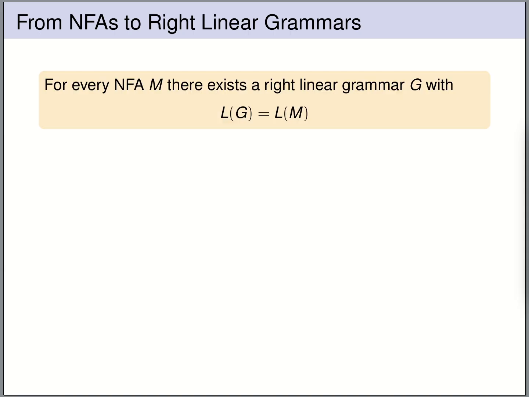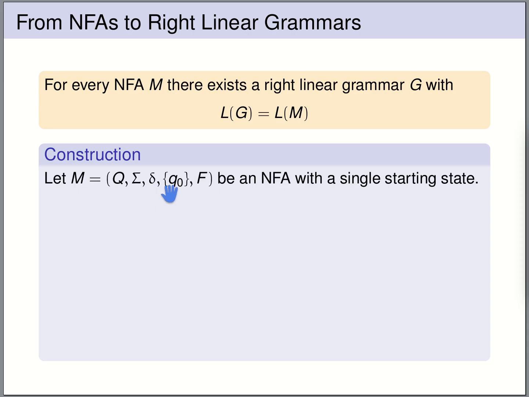The exercise that we've just done, the translation of a non-deterministic finite automaton into a right linear grammar, works also in general. So we have the following theorem. For every non-deterministic finite automaton M, there exists a right linear grammar G, such that the grammar generates the same language as the language accepted by the automaton. Now, the proof of this fact is just as the exercise.